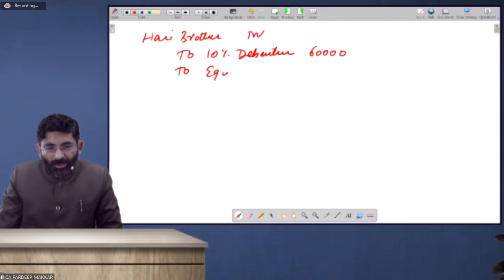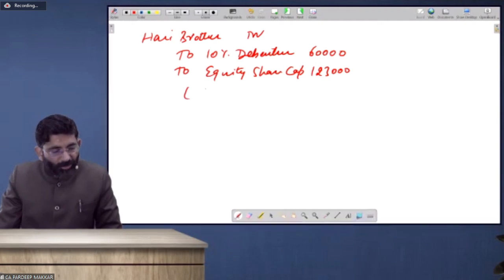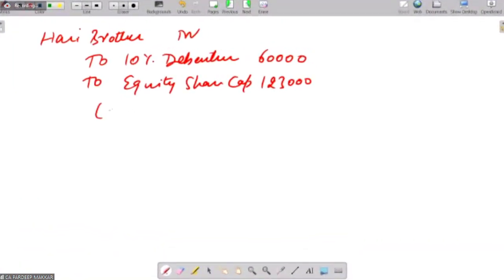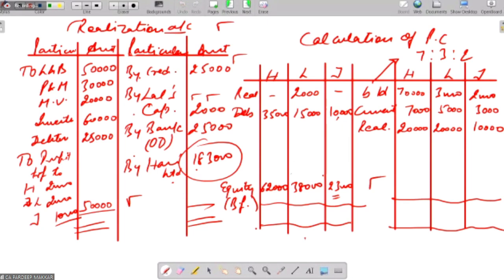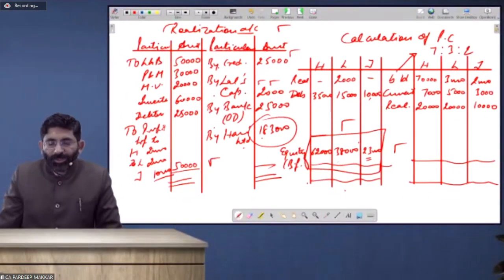Equity share capital. We are issuing shares. So it may be at premium also. In this case, there's no premium at all. So these are 1,23,000. How will we get it? You will have to add whatever you have given to the partners. We have given to the partners 62,000 to Hari, 38,000 to Lal, and 23,000 to Jay. This is in the partners' capital account. You get it by 62 plus 38 plus 23.